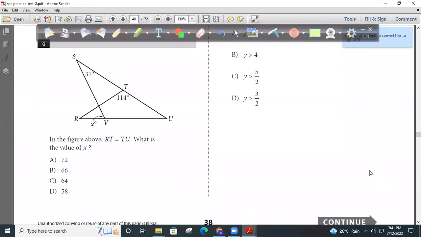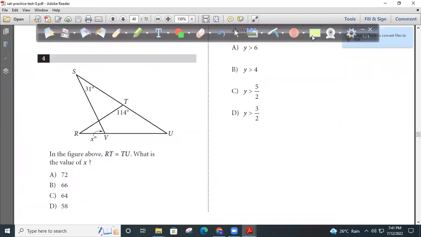Please do solve this question and tell me your answer. Question number 4 in section 3.